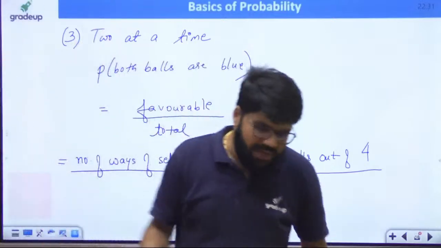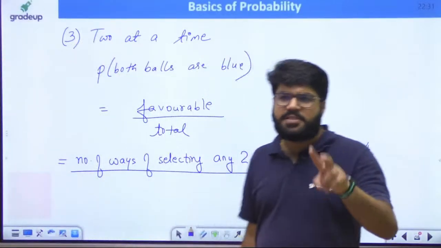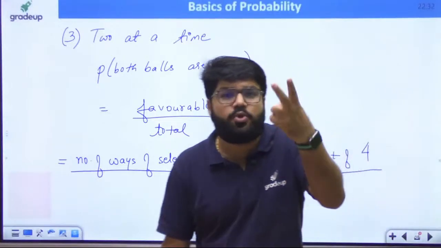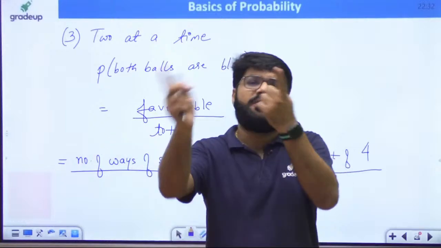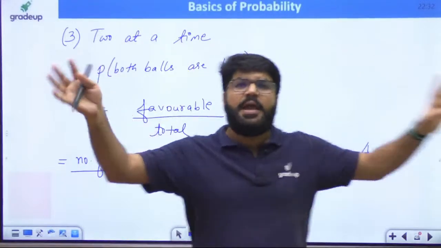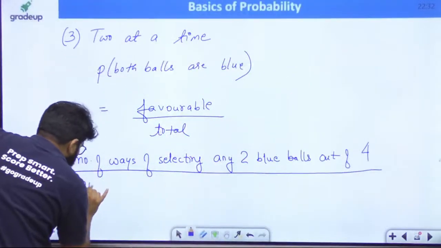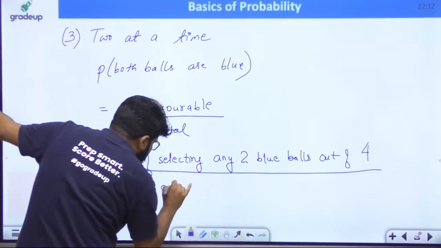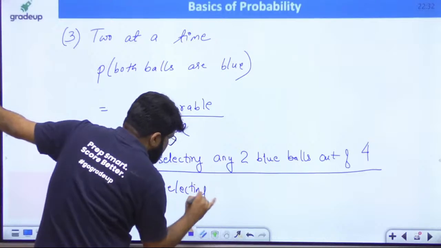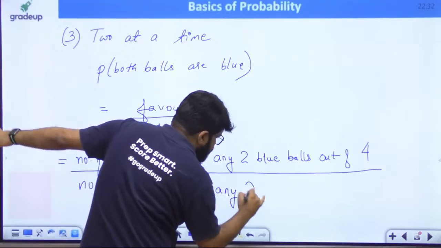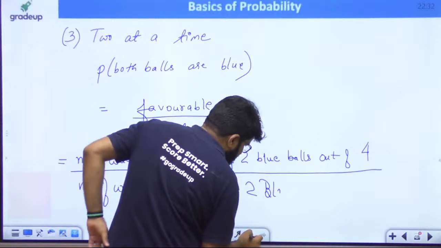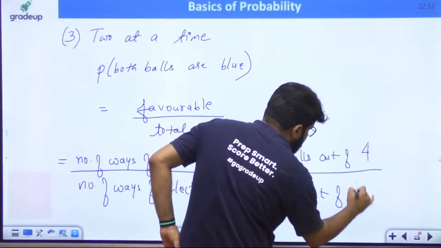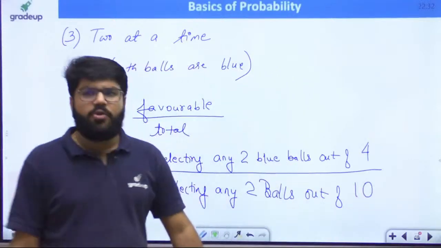Total means sample space. Now what is the sample space? Okay, select any 2 balls. It could be 2 blue, it could be 2 black, it could be 1 blue, 1 black. Anything can happen. Matlab any 2 balls. The total number of cases means the number of ways of selecting any 2 balls. यहाँ पे blue नहीं बोल रहा मैं. Any 2 balls out of total 10.